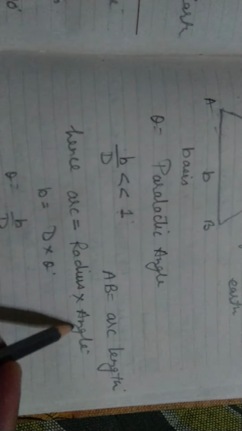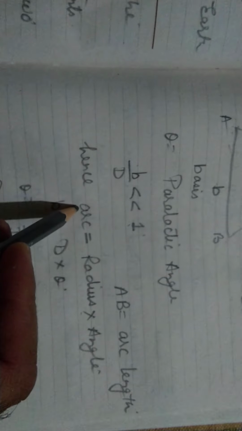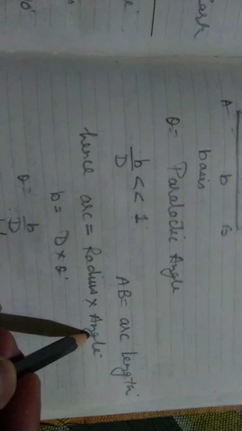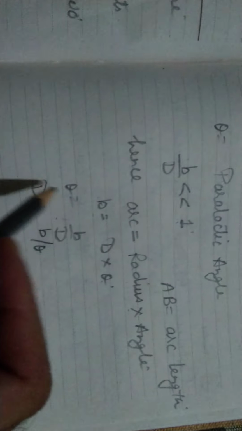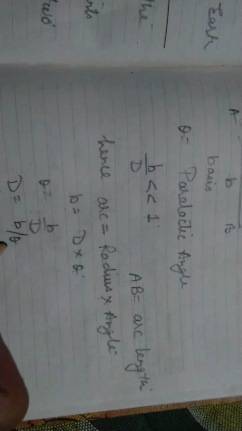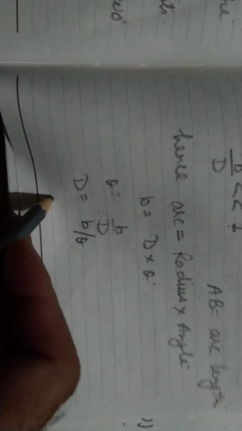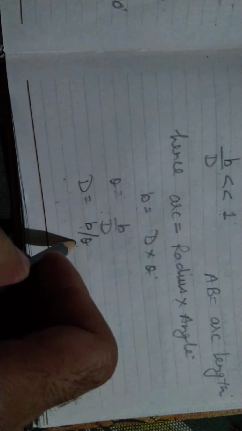Now arc is equal to radius into angle. This is a very old formula that we know. Arc is radius multiplied by angle, where the angle is in radian. Similarly, if you apply this formula in this triangle, while we are considering this to be circular, B is equal to D into theta. That is, arc is equal to radius multiplied by angle. So from here we get D is equal to B by theta. This is the distance of the star, this is the basis, and this is the parallactic angle. In this way we can find the distance of a star from earth when we know the basis and the angle. This angle we measure by moving on the earth, by viewing the star from two different positions.